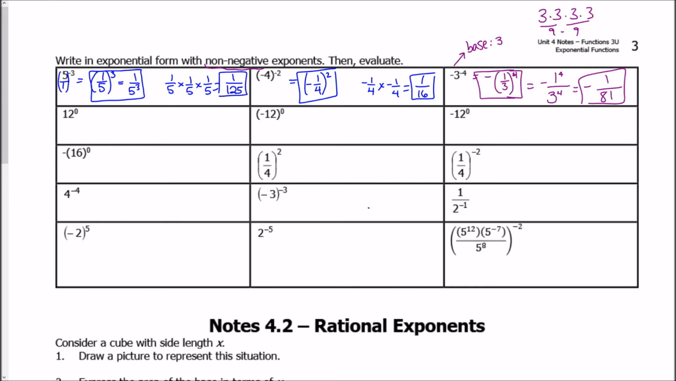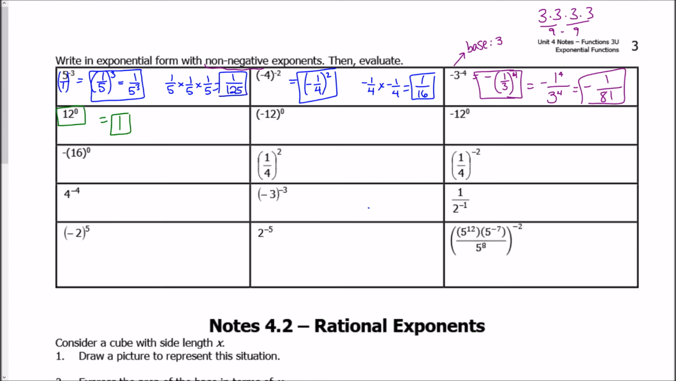Okay? For the next one, we've got 12 to the power of 0. So this is already in exponential form with non-negative exponents because my exponent is 0, which is non-negative. Then to evaluate, anything to the power of 0 is always 1. So my answer here is 1.